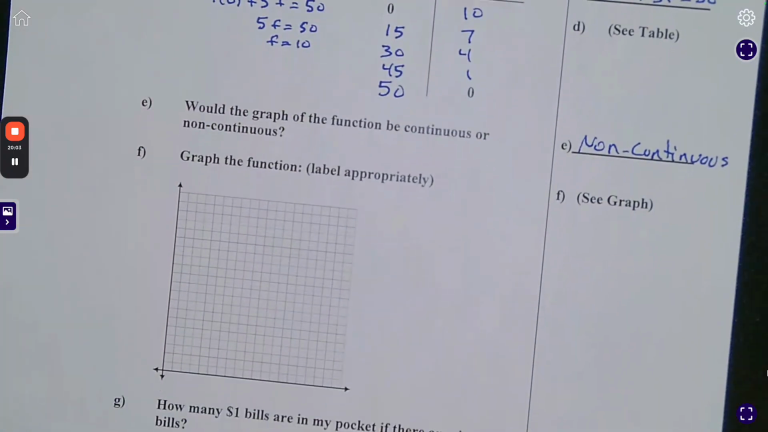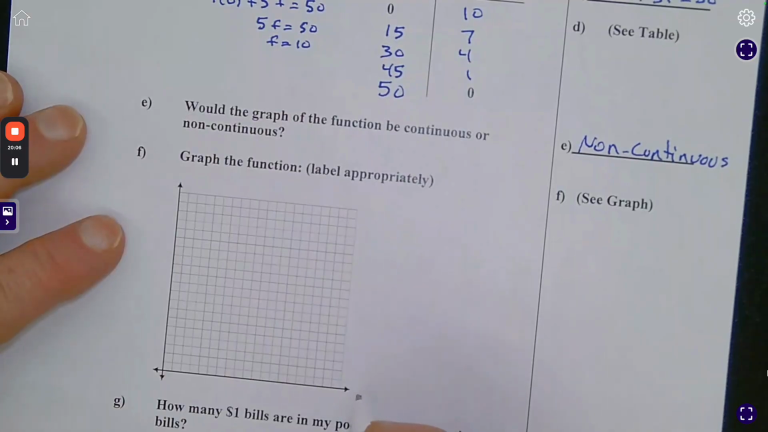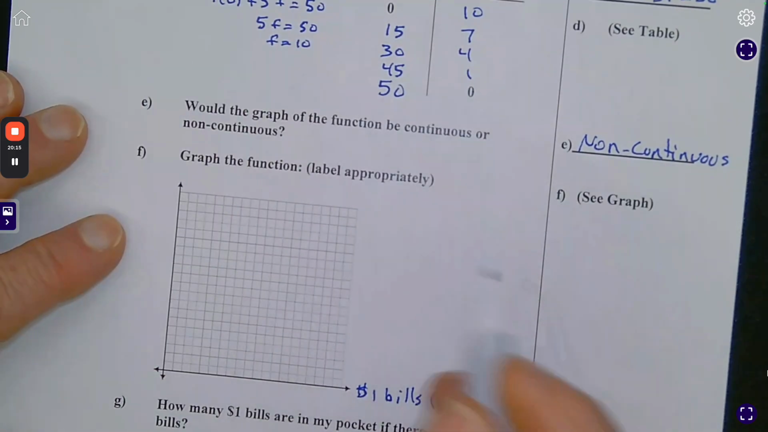Okay, now let's graph it. We've got $1 bills here. I am not going to do increments of 1. That's too many. I'm going to do increments of 5. And I have $5 bills.